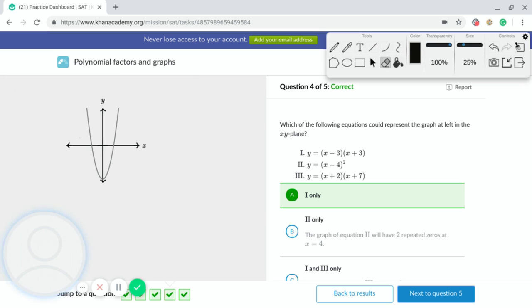Which of the following equations could represent the graph at the left in the xy plane? So you got a parabola right here. That's what the U-shaped thing is. It's called a parabola. Let me spell it for you. I believe it is spelled like this. If I'm wrong, blame me. Parabola. Yeah, that's what the U-shaped thing is.